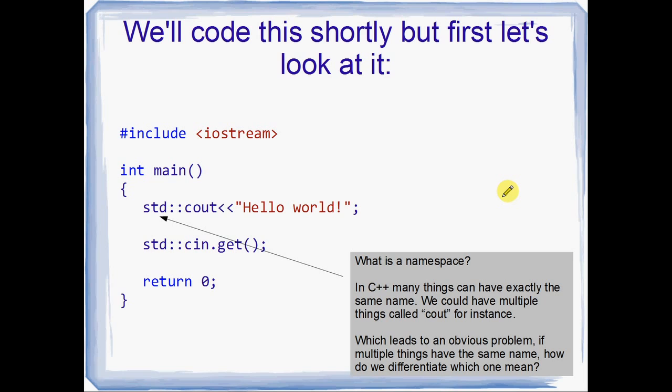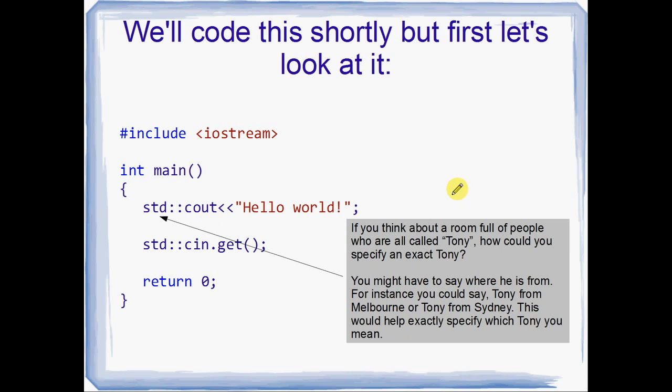In C++, we can have many things called the same name. So we could have multiple things in our C++ file called cout, for example. We'll get into what cout is in a minute. And this leads to the problem that, if you have to refer to a specific version of cout, how do you differentiate it from the other ones? And you differentiate it with a namespace. So std is the namespace just here.